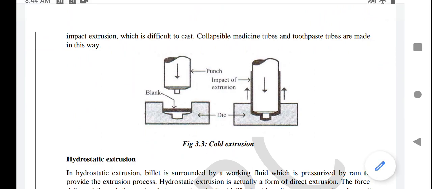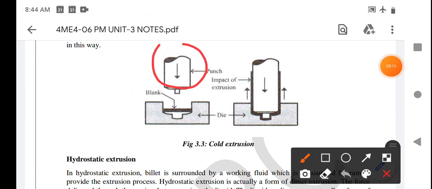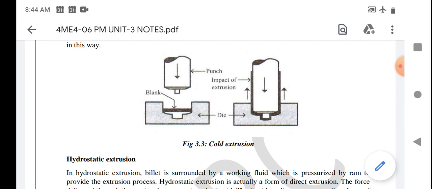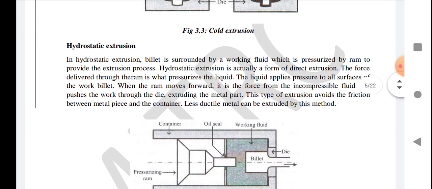As you see in this figure, when a punch which has a smaller diameter compared to the die is applied, the extruded metal flows in the upward direction. So it is a backward extrusion process.